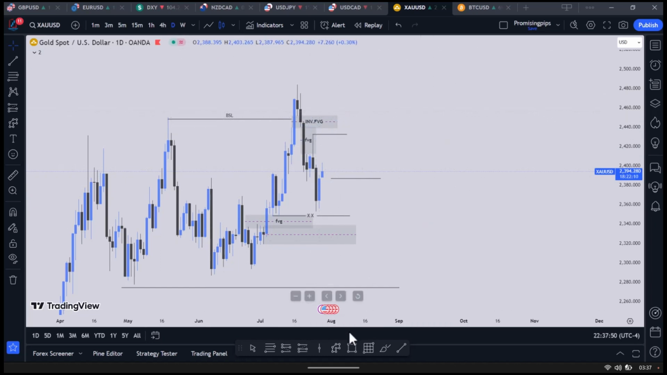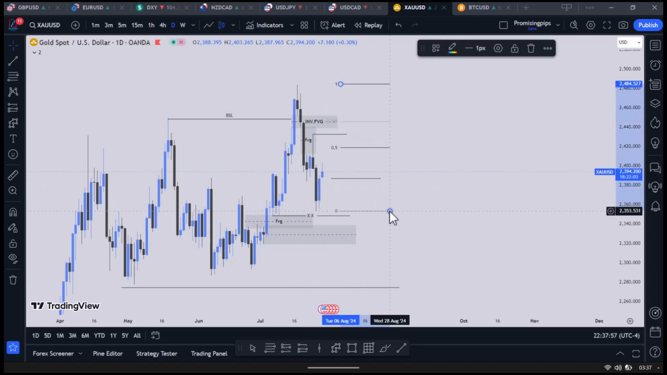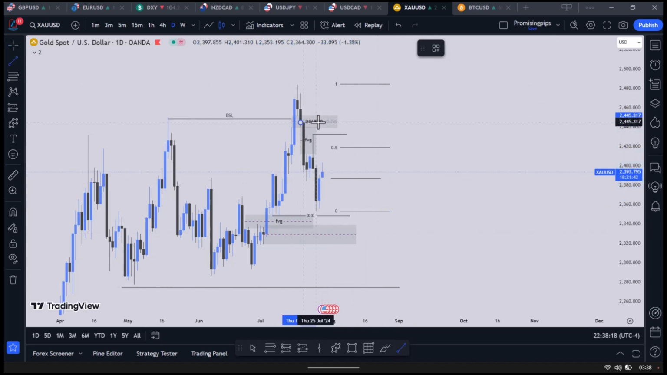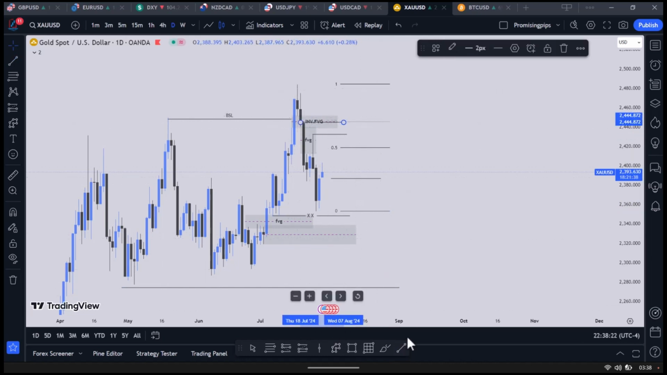Now, if we take a Fibonacci from this zone back to here, we've seen that this market has not returned to the premium, to premium number one. And looking at it on my golden zone, which is 0.7, this inverse fair value gap is lining strictly there, right? And also I'm seeing a fair value gap here. This is another fair value gap here. Is a nice fair value gap here.